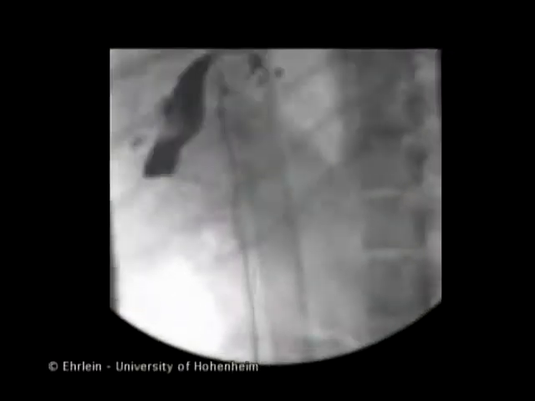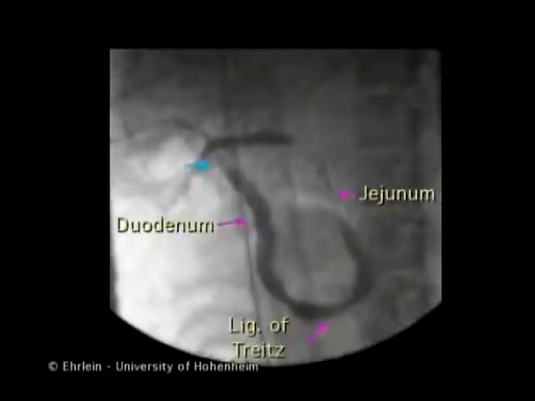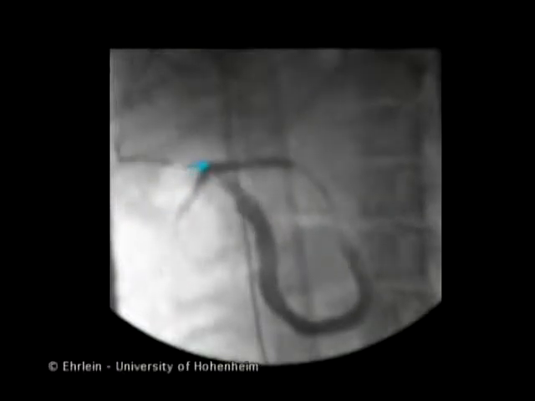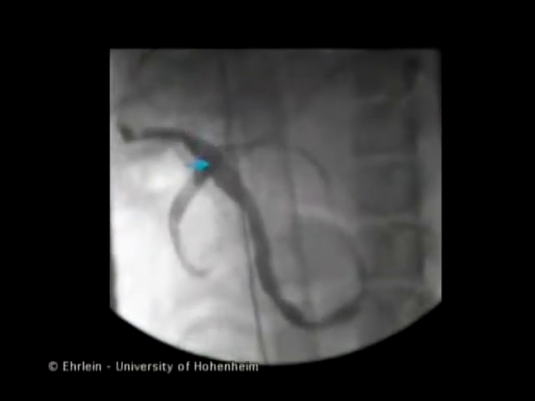The emptied contrast medium is rapidly propelled to the jejunum. We now observe the distal duodenum and proximal jejunum. The blue arrow marks the end of the duodenal peristaltic waves. The peristaltic waves originating at the duodenal bulb propagate to the end of the duodenum.